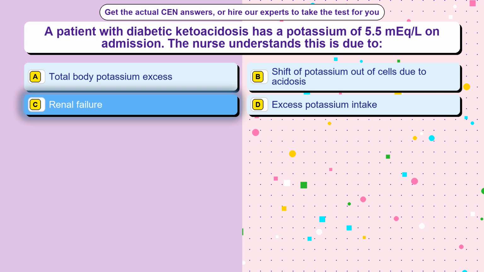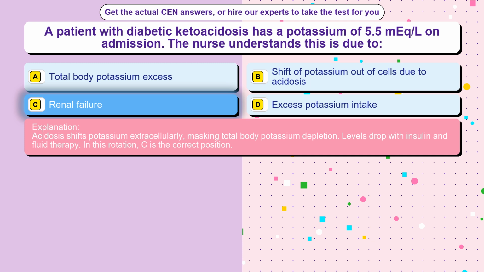The correct answer is option C. Renal failure. Acidosis shifts potassium extracellularly, masking total body potassium depletion. Levels drop with insulin and fluid therapy. In this rotation, C is the correct position.